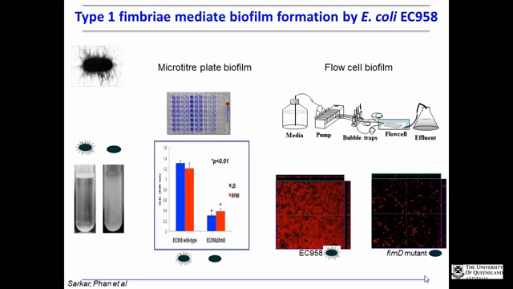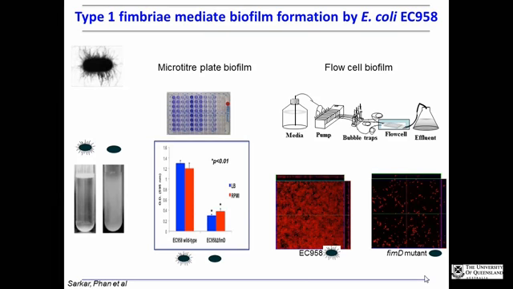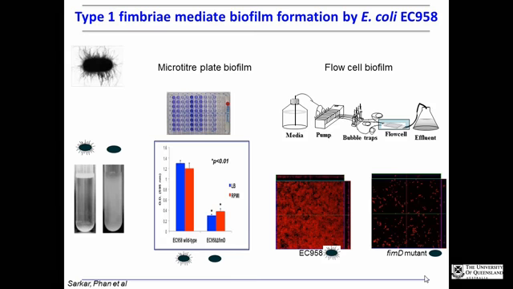What we have done is we've developed a genetic system to be able to mutate genes in EC958. And again, keep in mind, this is not trivial because this is a multidrug resistant strain. So we've been able to mutate the genes for type 1 fimbriae, and that's indicated here by this bald cell as opposed to this hairy guy here. Now, when we grow these two strains in static media, we observe that the fimbriated bacteria forms a biofilm at the air-liquid interface of the culture.